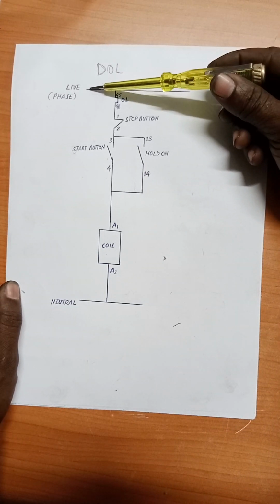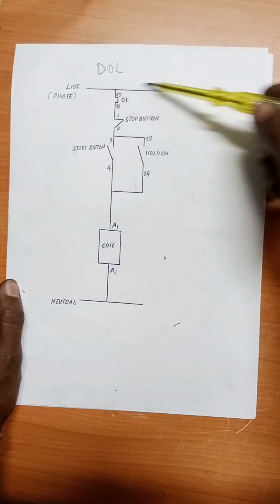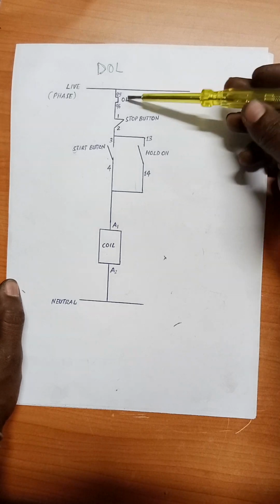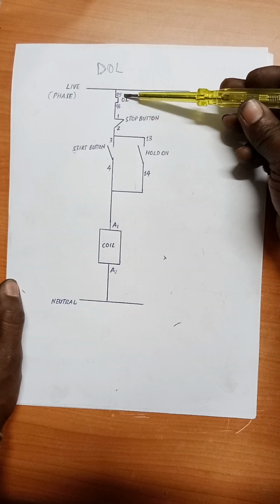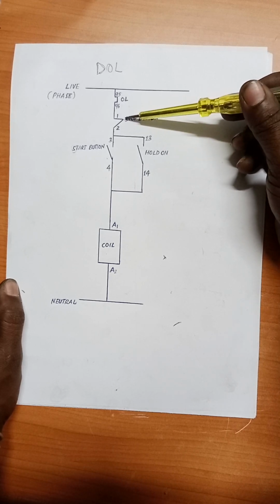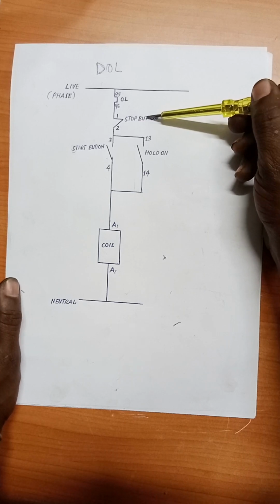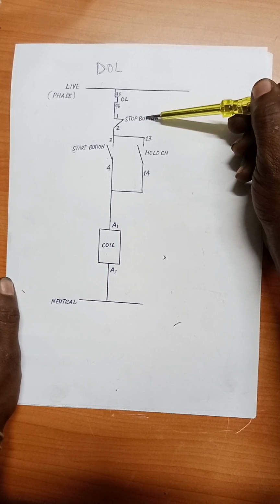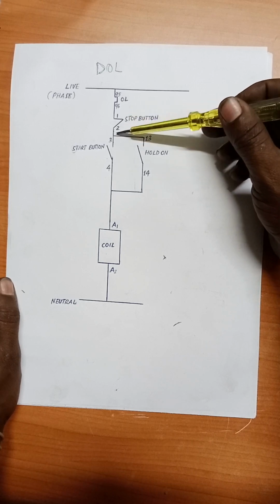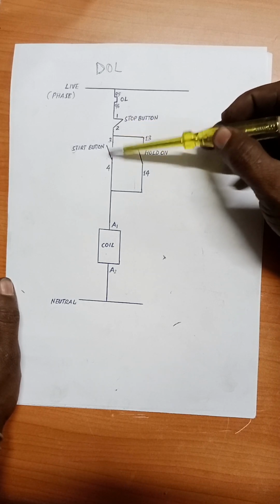We have phase. This is our line. Phase. We have overload here, 95, 96. This is NC. We have also stop button. Stop button means NC 1 2. NC stop button.